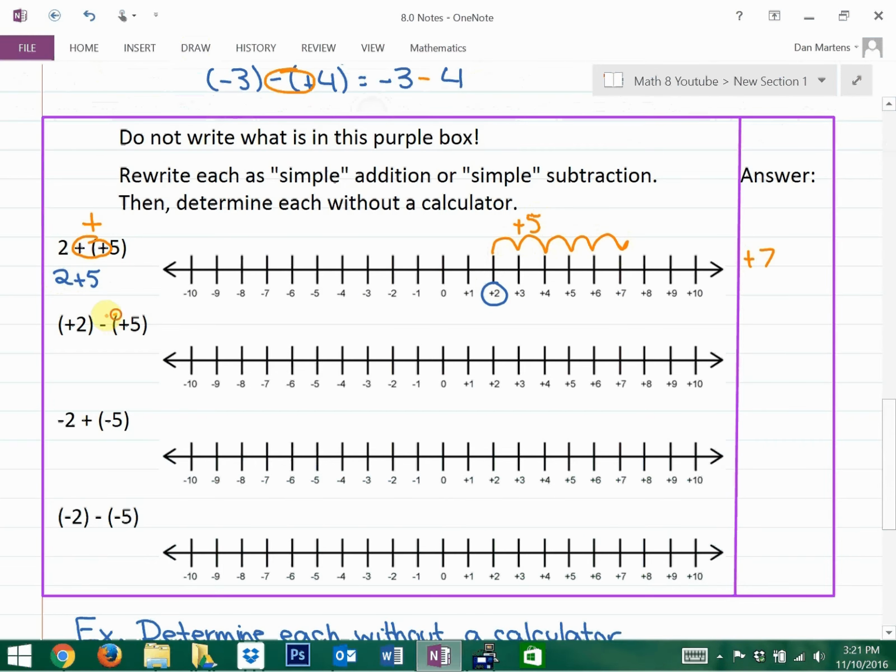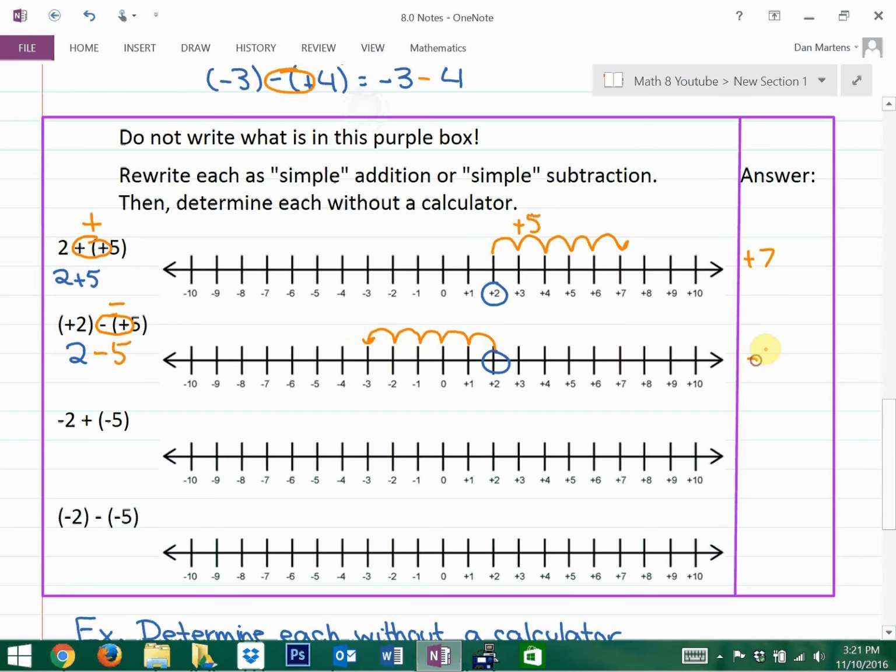So the next one, if we're subtracting a positive, that's the same as simple subtraction. So you could change this question to being 2, and then instead of subtracting positive 5, you could just make it simple subtracting 5. Okay? So we're going to start at 2 on the number line, and then we are going to subtract 5. So 1, 2, 3, 4, 5.